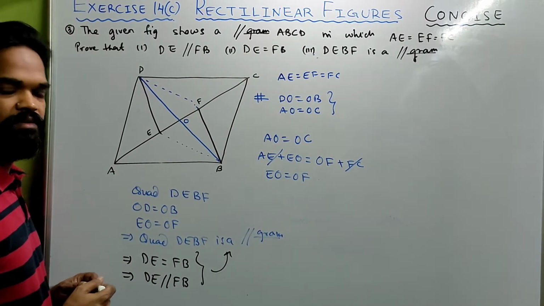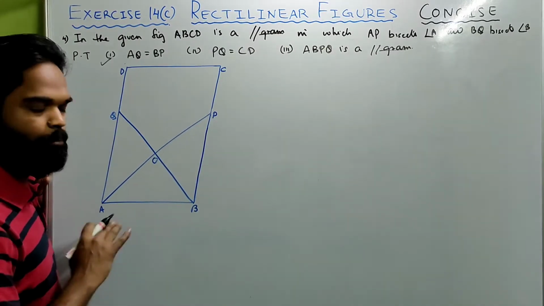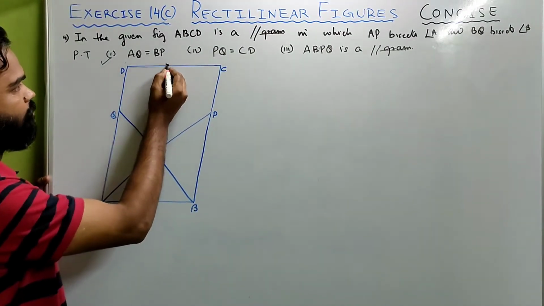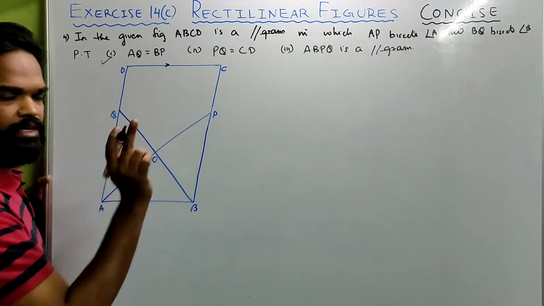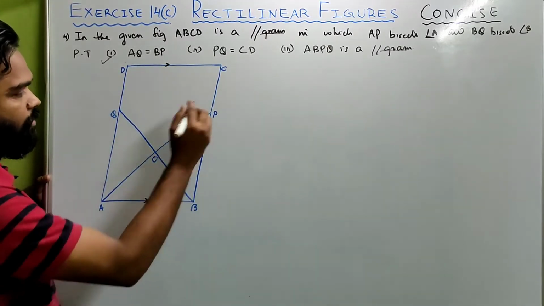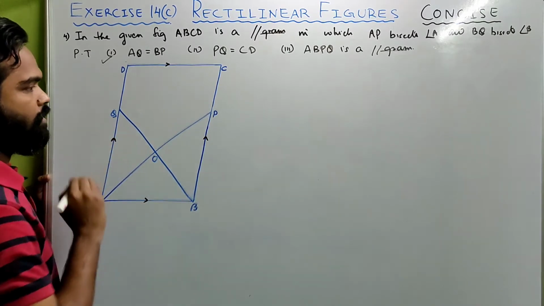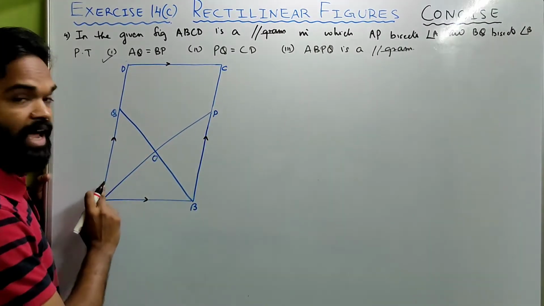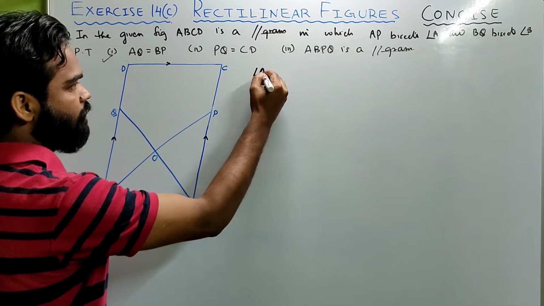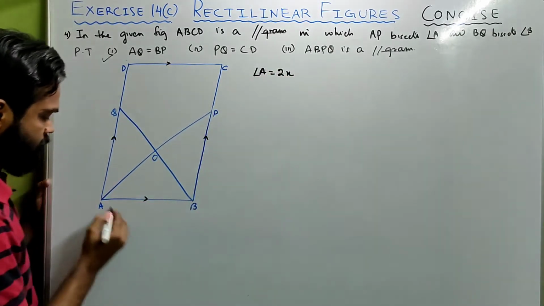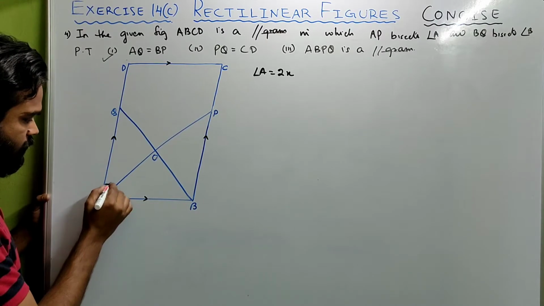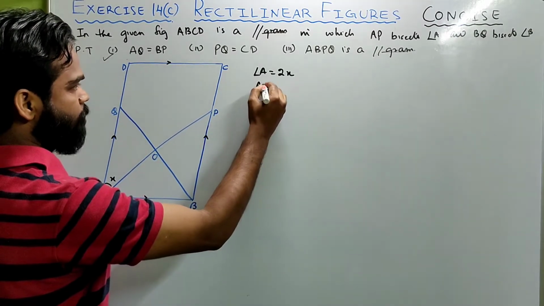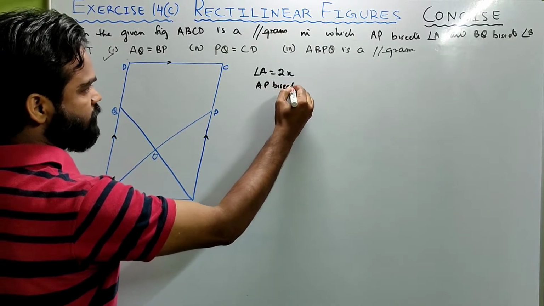Now let us look at the next sum. Now look at this sum. Pretty easy. In the given figure, ABCD is a parallelogram. AB is parallel to CD and equal, and AD is parallel to BC and equal, in which AP bisects angle A. So if angle A is supposed twice x, then this angle will be x, this will be x. No doubt in that, isn't it? Because AP bisects angle A.